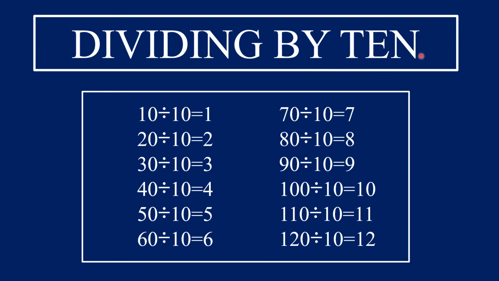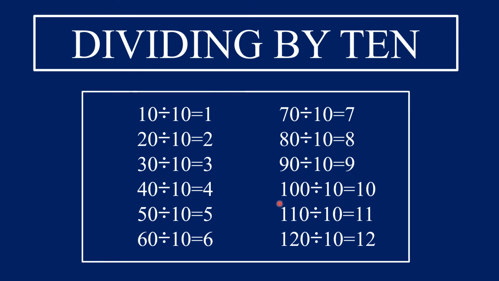A helpful tip for when dividing numbers that end in 0 by 10: you'll notice that our answers are the dividends without the 0. So for this equation, 10 divided by 10, our answer is just this 1. It's the number in the tens place of our dividend. For 20 divided by 10, we just drop that 0 and our answer is 2. 30 divided by 10, we drop the 0 and our answer is 3.